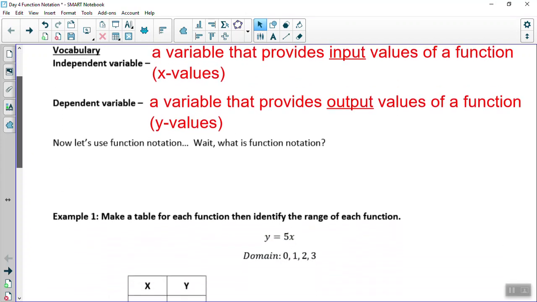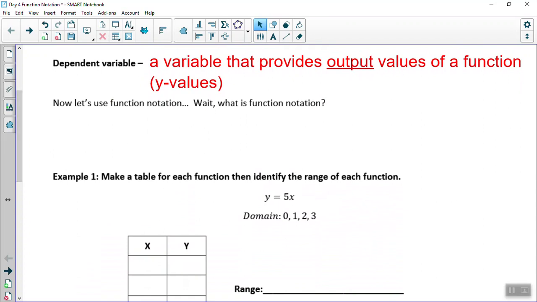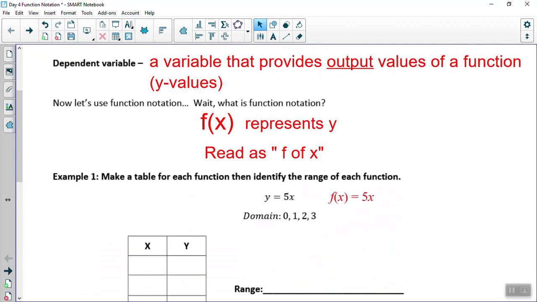Alright, so now let's use function notation. Wait, what is function notation? Well, function notation is just this, an f with an x inside parentheses. We read this as f of x. But what does it actually mean? Well, it just represents the letter y. So when we have a function like we have down here, y equals 5x, we could also write it as f of x equals 5x. So that f of x and that y mean the exact same thing.